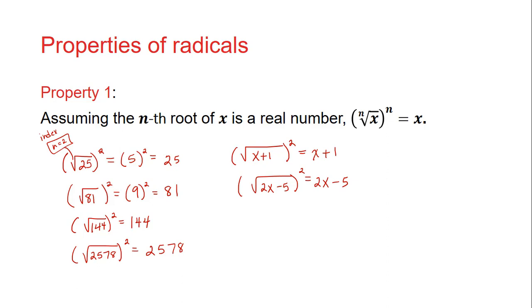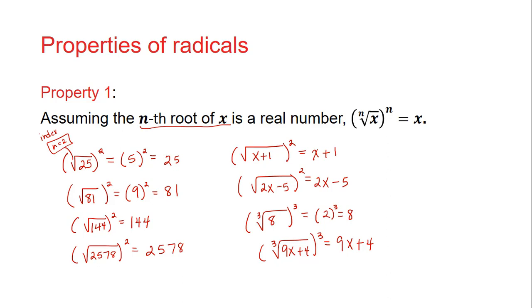This also works with other values of n. For instance, if I have the cube root of 8 and I cube it, well, the cube root of 8 is 2, cubed is back to 8, right? So if I have the cube root of 9x plus 4 and I cube it, I will just get 9x plus 4. So for the purpose of this book, we will assume that the nth root of x, or the nth root of that expression, is a real number when we are applying these properties to solve the radical equations.